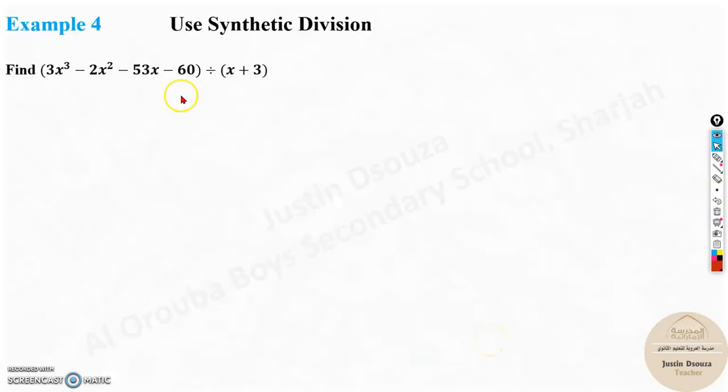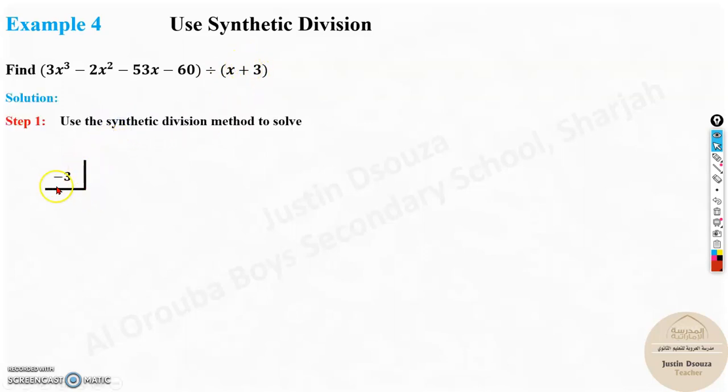Let us see a problem over here. We have been asked to divide this big term by the divisor x plus 3. What is the zero? What is the solution over here? You must remember it's minus 3 because you can just change the sign. So let's write that first. Minus 3, okay, over here. What about the coefficients? They are as they are: 3, minus 2, minus 53 and minus 60, sorry. Write them: 3, minus 2, minus 53, minus 60.